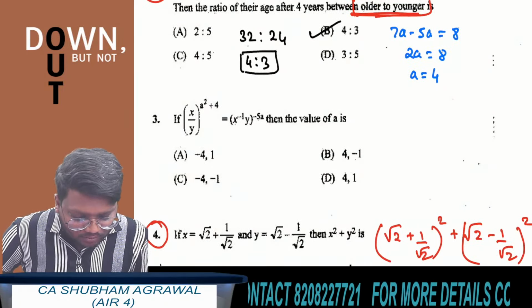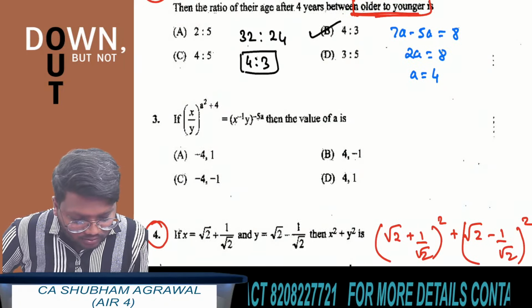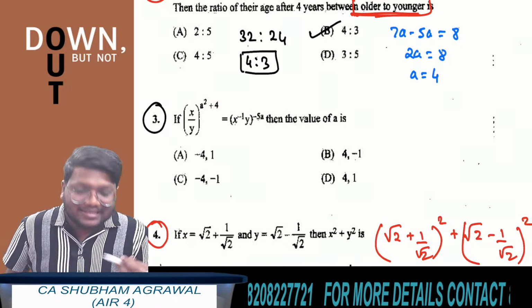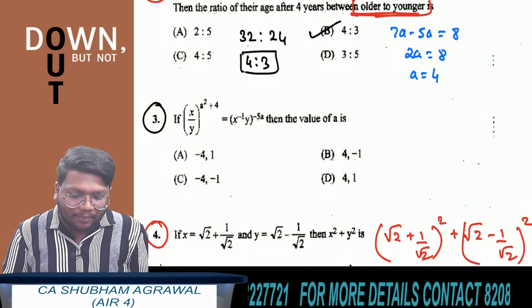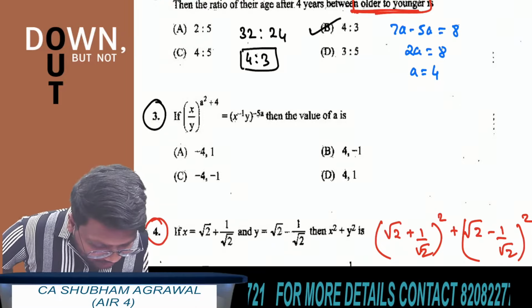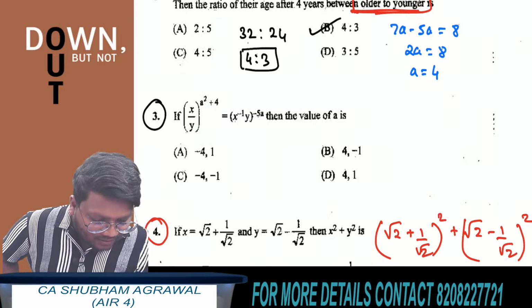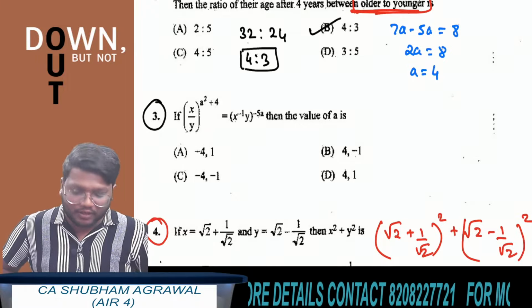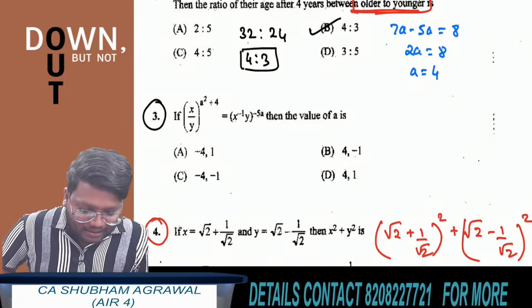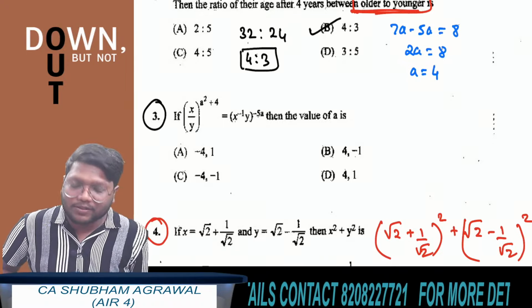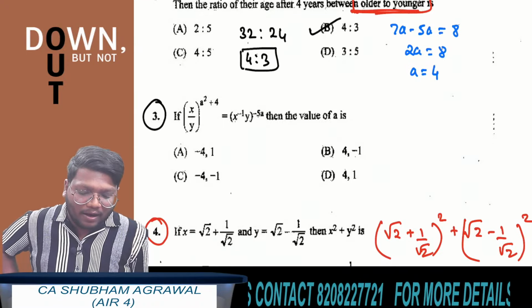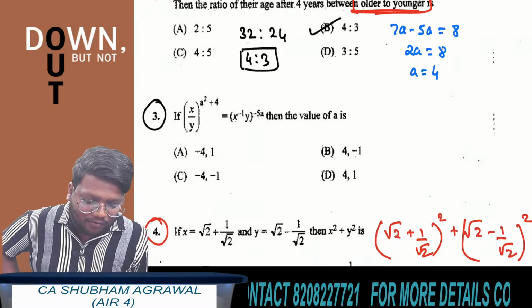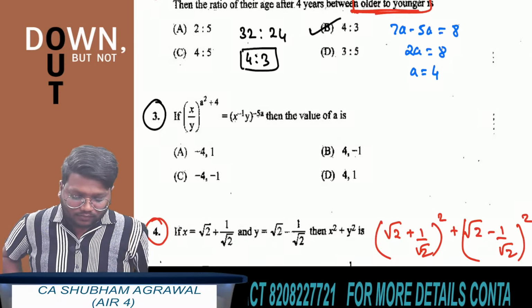Solve now this question number 3. Question number 3: (x upon y) to the power a square plus 4 is equal to (x to the power minus 1 multiplied by y) whole to the power minus 5a. You have to find the value of a.